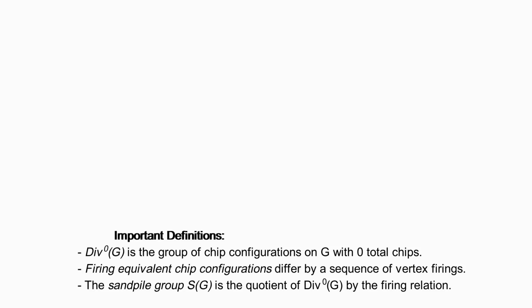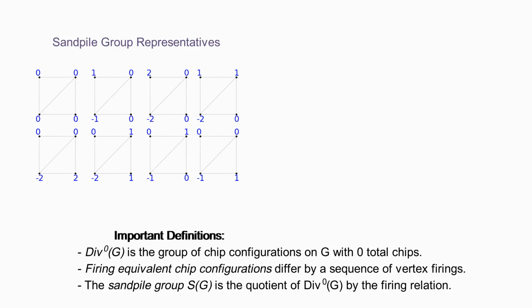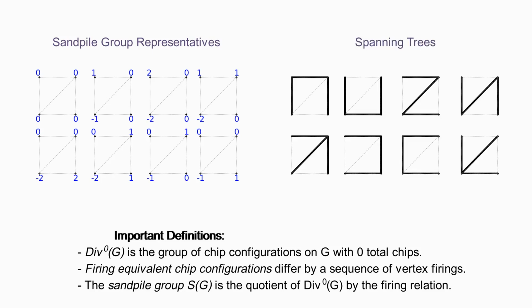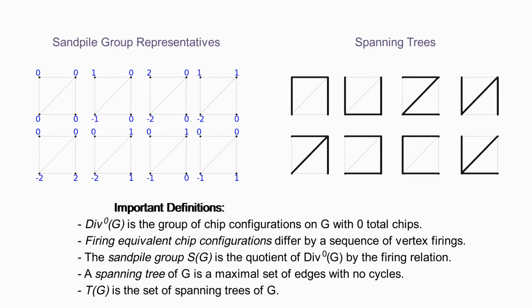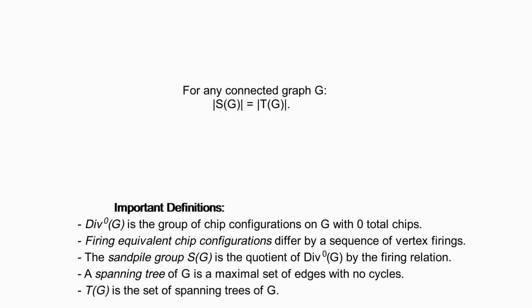By this point, you've patiently listened to a lot of definitions, so I think you deserve to see why the Sandpile group is so special. For any connected graph G, the size of S of G is always a finite number. For the graph we've been working with, this group contains 8 elements. On the left, I've given a representative for each. This number corresponds exactly to the number of spanning trees of G, which are maximal sets of edges with no cycles. No matter what graph we work with, this amazing equality will always hold, and there are even generalizations to weighted or directed graphs.